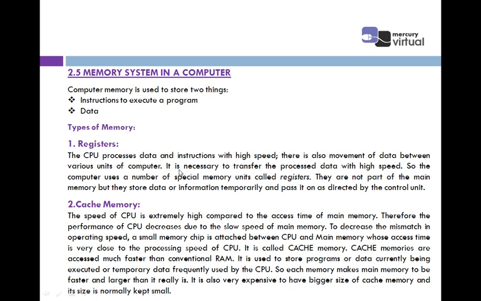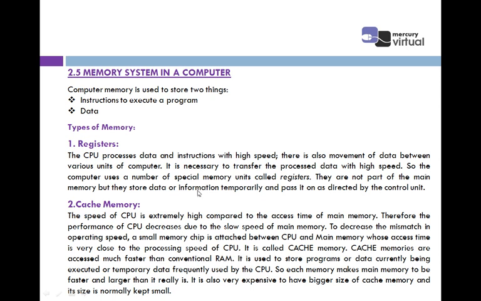This is the main line. It is necessary to transfer the processed data with high speed. Means with the help of a register we can transfer the data with very high speed. So the computer uses a number of special memory units that are known as registers. So this is the basic first element of the memory. They are not part of the main memory. As I told you, this is inbuilt into the computer but not a part of the main memory.